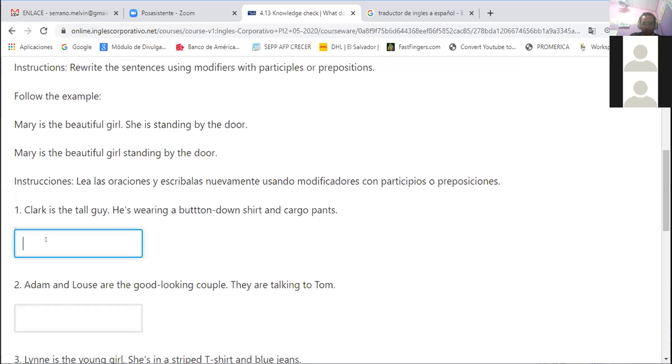But in the first one, Clark is the tall guy wearing a button-down shirt and cargo pants. That is correct. In this little box, and then you just write, it continues writing. You got it, Marvin? Marvin? Hello? You got it? We convert the first two sentences into one.